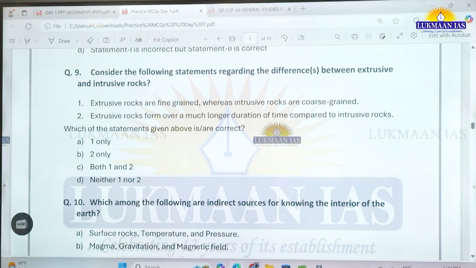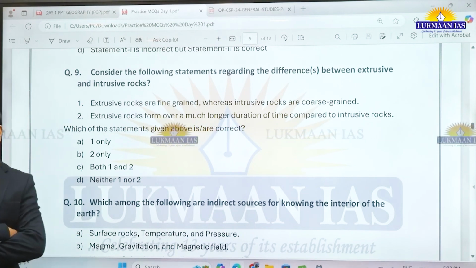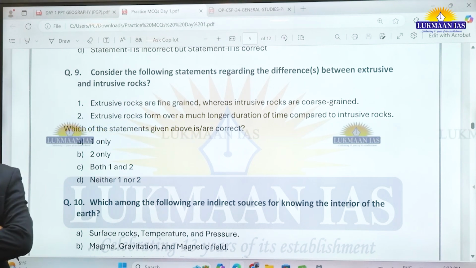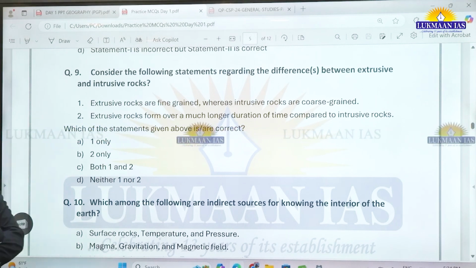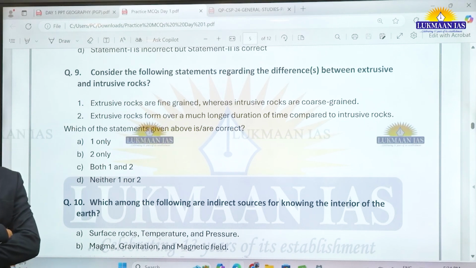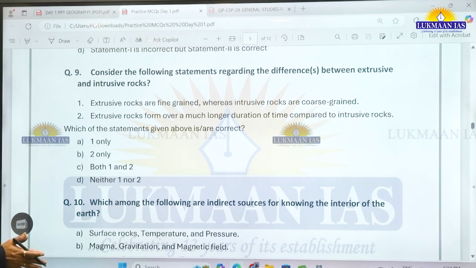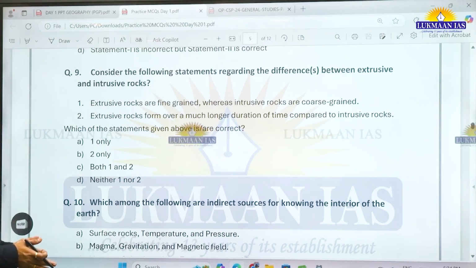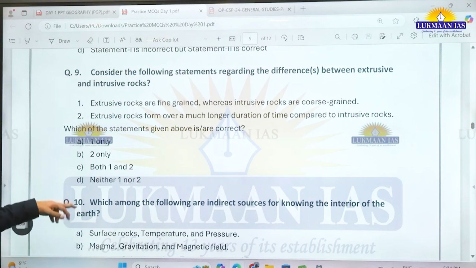व्हाट अबाउट दिस वन? अगेन वेरी सिंपल. Extrusive rocks, they are formed when the lava is solidified on the surface. So when it is coming on the surface, it is suddenly cooling, and because of that there will be fine grains formation. So the first statement is correct. While the intrusive rocks, they are deeper ones, granite. They are slowly cooled, and that's why there are coarse grains. Extrusive rocks form over much longer duration of time compared to intrusive rocks, that is incorrect. ठीक है, उल्टा है इसमें. तो only one, A is the correct answer.